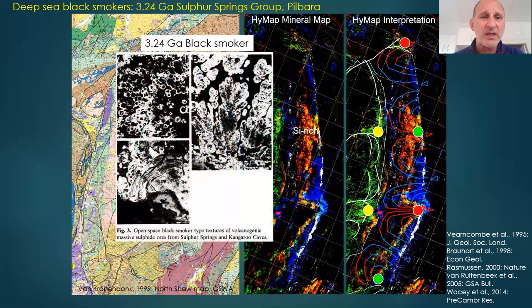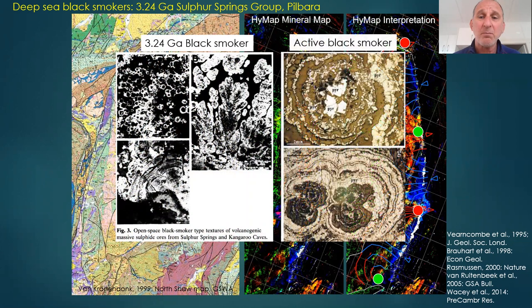And importantly, it was identified by Sue Vearncombe and others that the textures of those sulfides had identical features as modern black smokers, and that the sulfides were precipitated in open cavities from boiling fluids. And so these are 3.24 billion year old black smokers compared to modern black smokers here. And you can see this fine concentric lamination that's identical to the textures found long ago. And so this is a new environment preserved in the rock record.